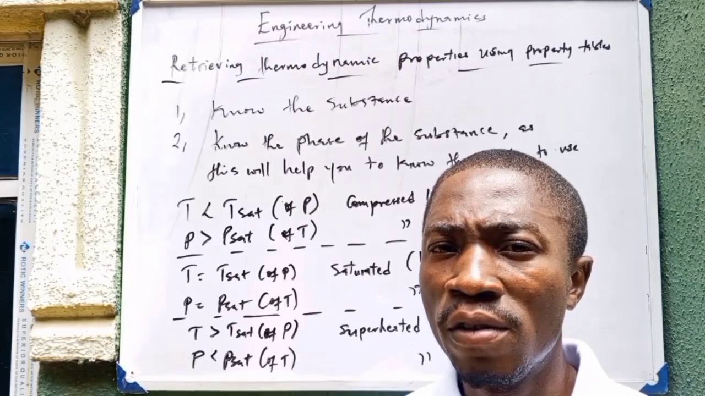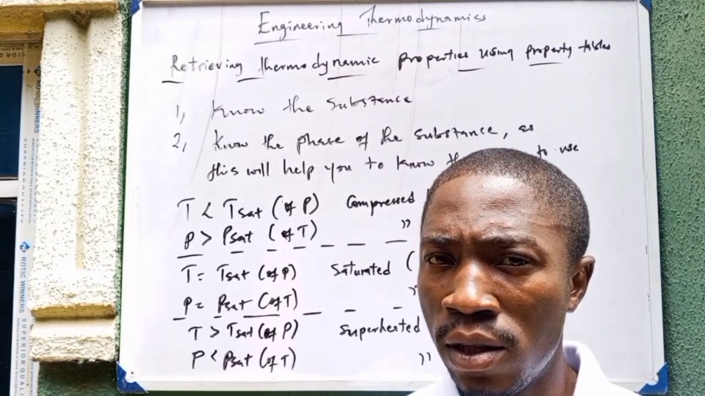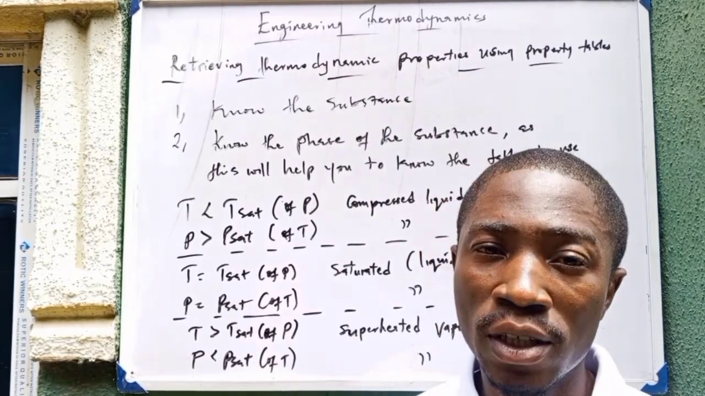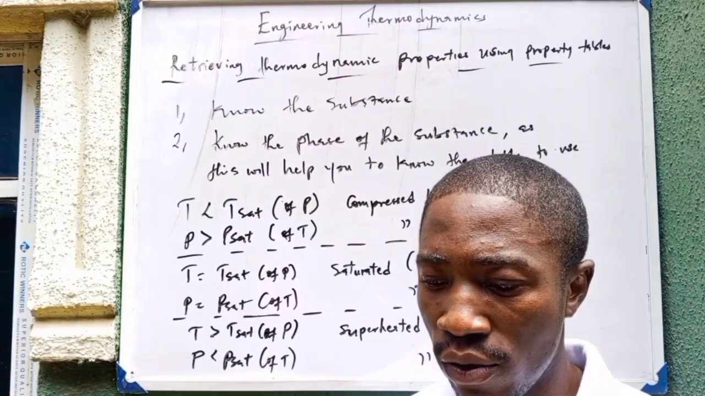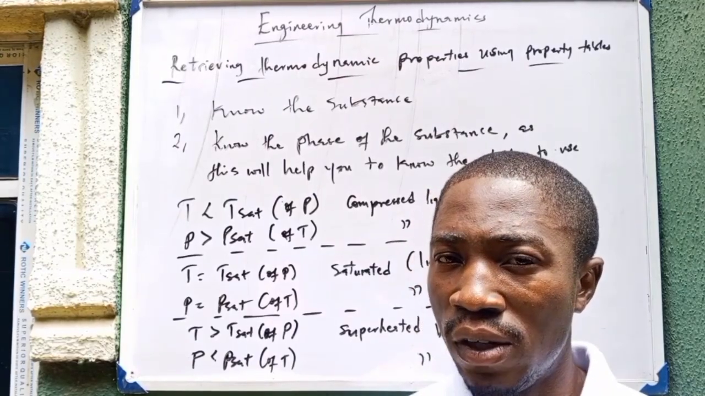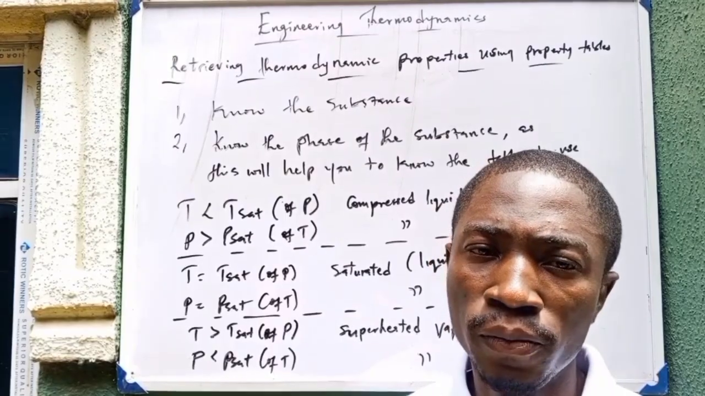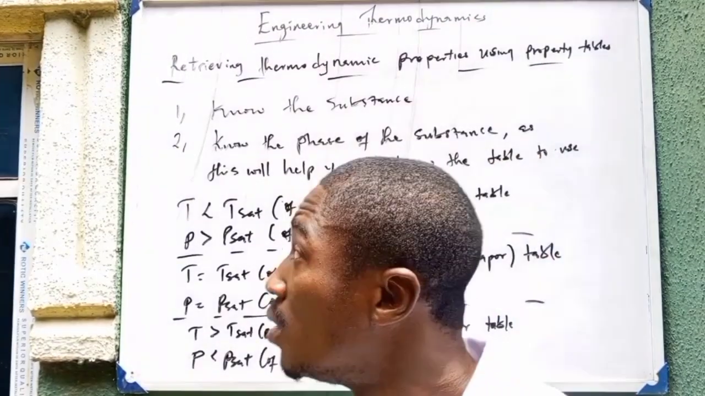So we want to look at how the values of properties are retrieved from the property table. Now, the first challenge is knowing the table to use, whether to use the compressed liquid table, the liquid vapor table, or the superheated vapor table. Now, how do you solve that problem?